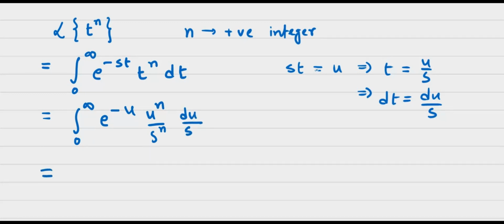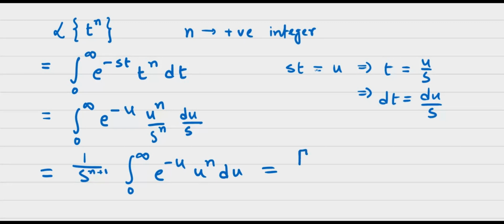So if we take the s outside, what do we find? We find 1 over s to the power n plus 1, and then inside we have 0 to infinity, e to the power negative u, u to the power n du, which is really the gamma function of n plus 1. So we find gamma of n plus 1 divided by s to the power n plus 1. And that is the Laplace transform of the function t to the n.